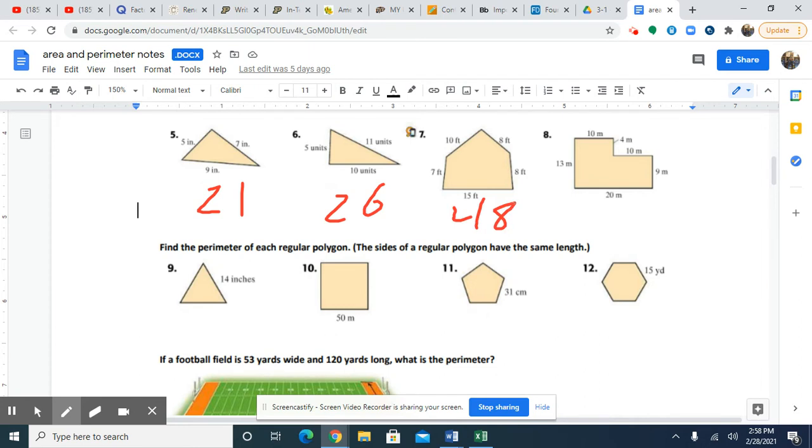And we have this sort of rectangle that looks like a home. Looks like what you would plan out for a home. So it gives you the sides of 10 plus 13 plus 20 plus 9 plus 10 plus 4. Total of 66.